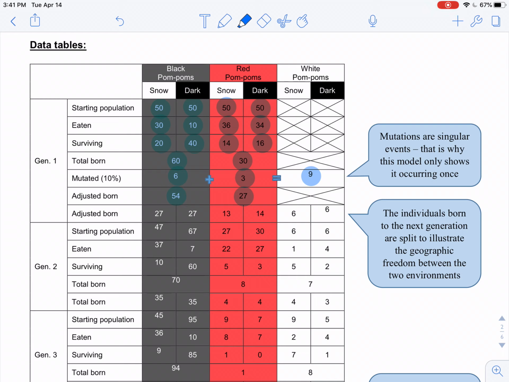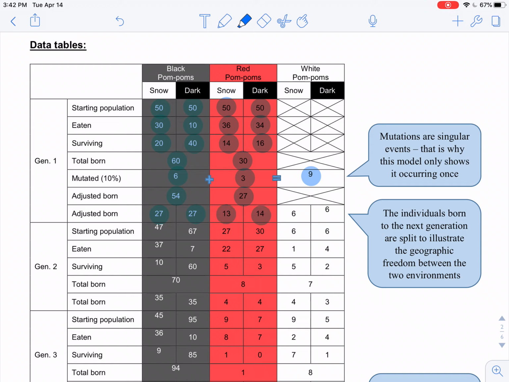They're not confined or constricted based on geography. Okay, so a newly born black pom-pom is just as likely to exist in the white blanket as it is in the black blanket. So that's why I have the number 54 split up here between 27 and 27. The number 27 I've split up 13 and 14.